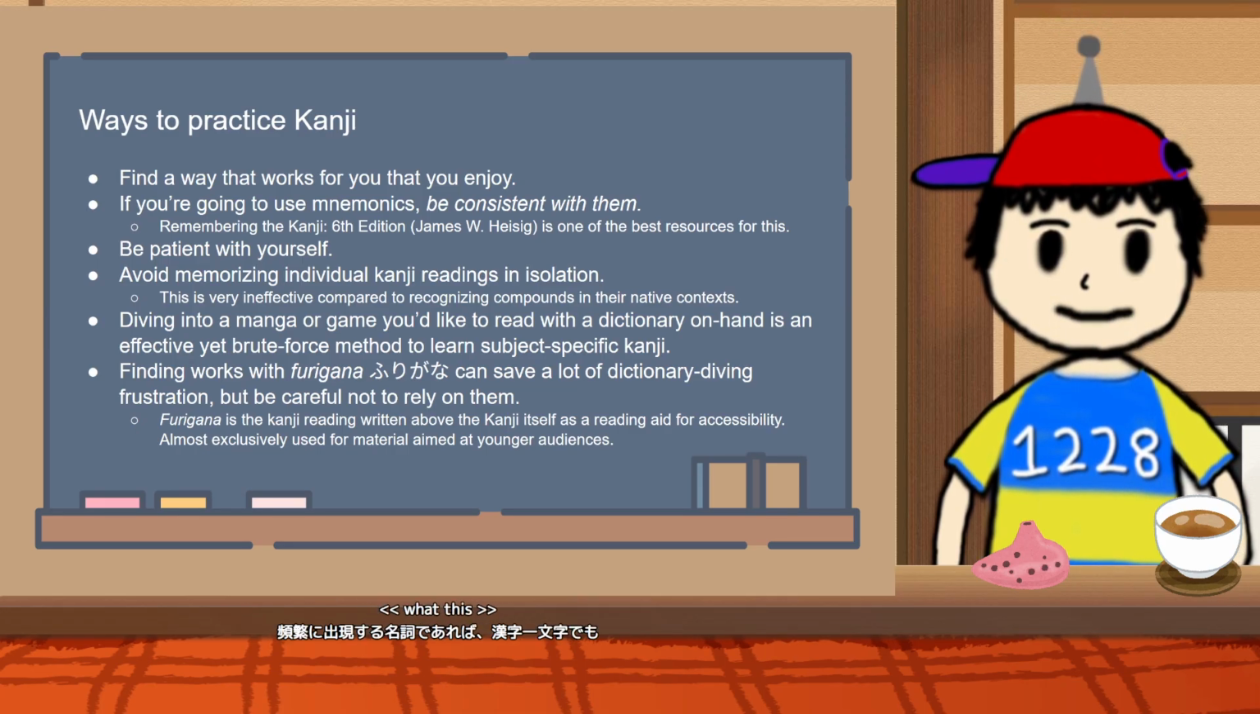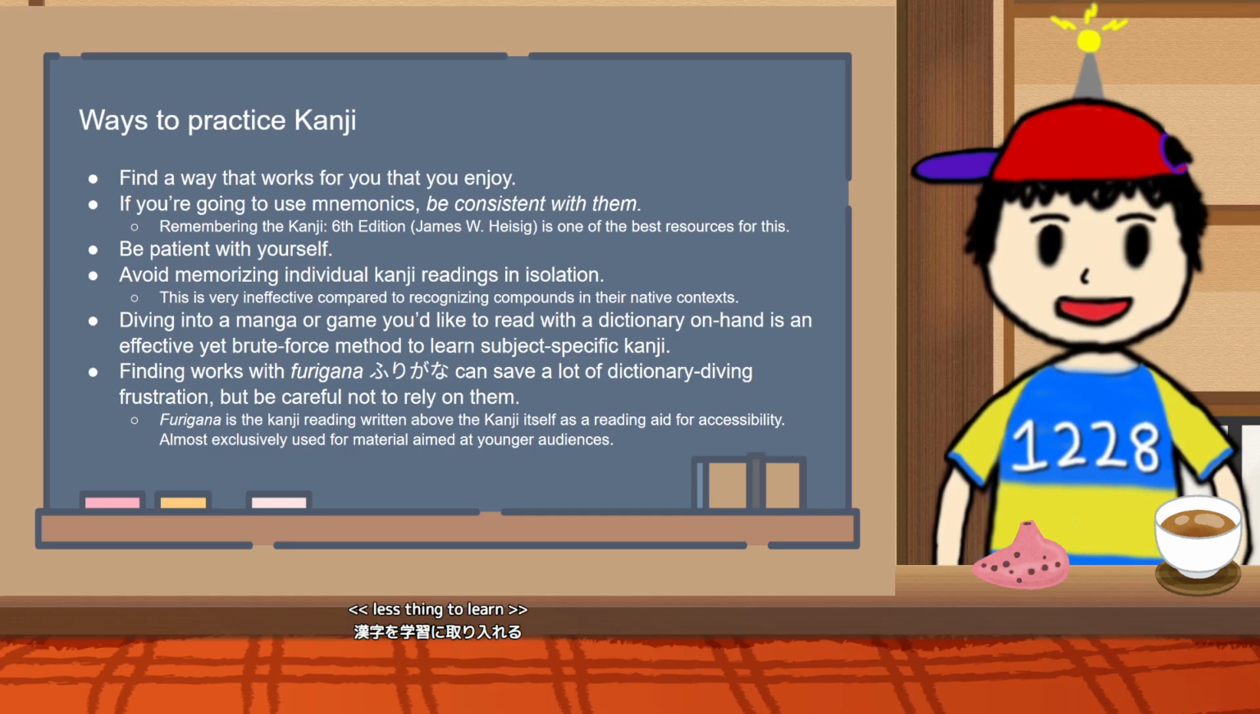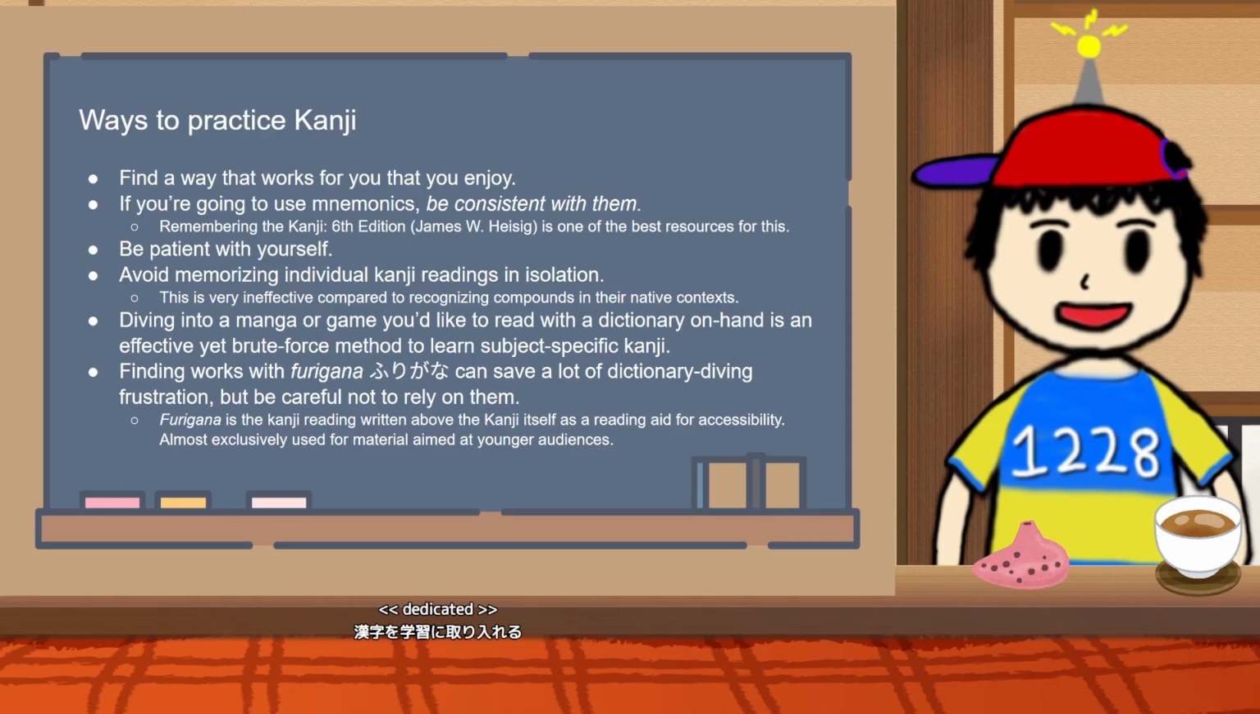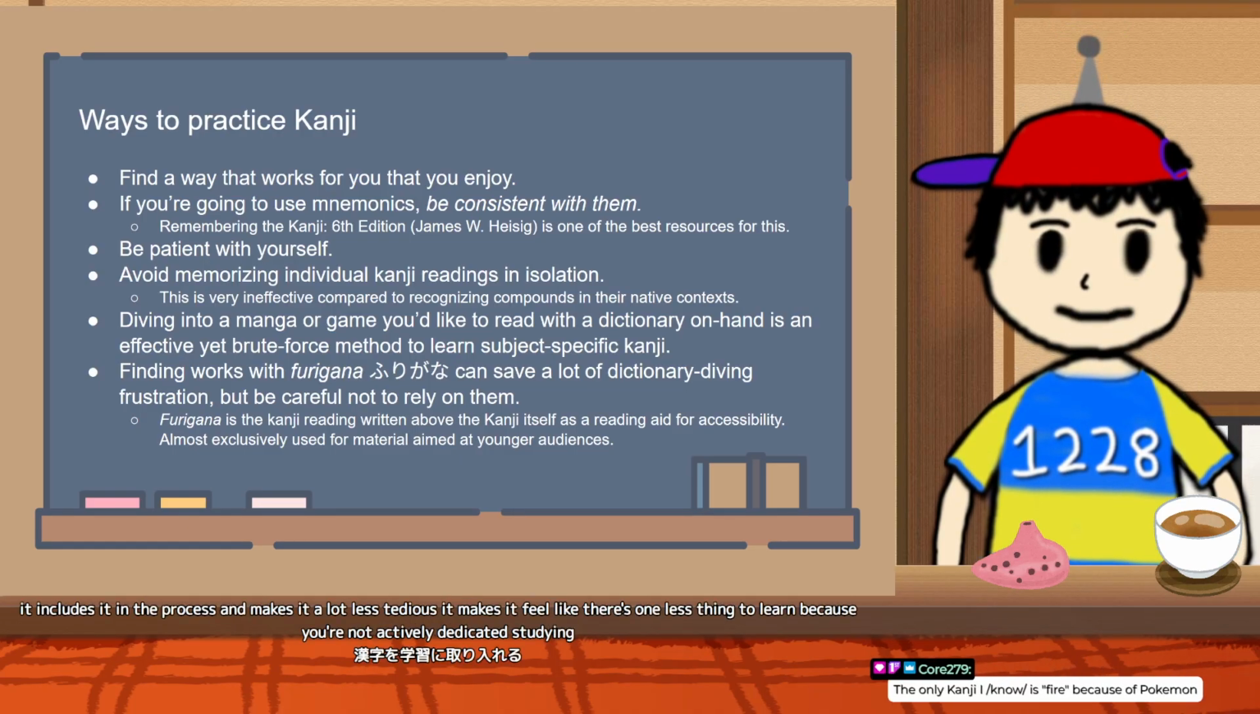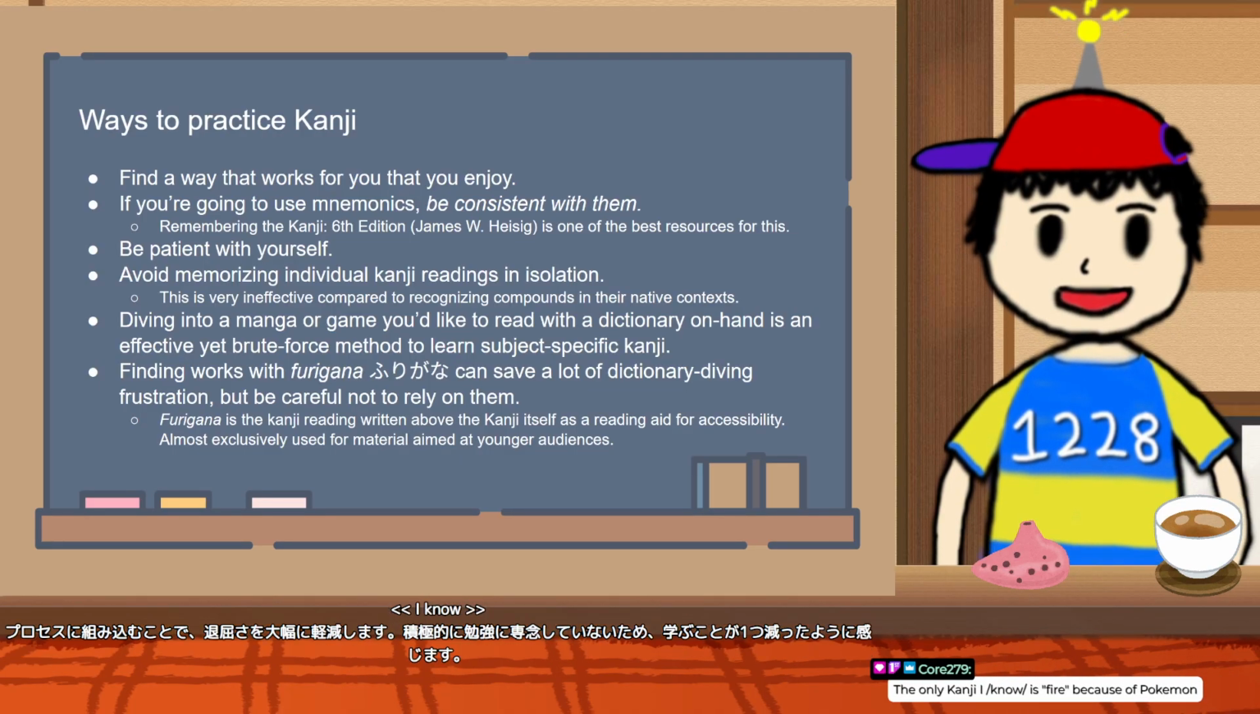Because what this does, while it incorporates kanji into your learning, it includes it in the process and makes it a lot less tedious. It makes it feel like there's one less thing to learn, because you're not actively dedicated studying kanji itself. The only kanji I know is fire, because of Pokemon.